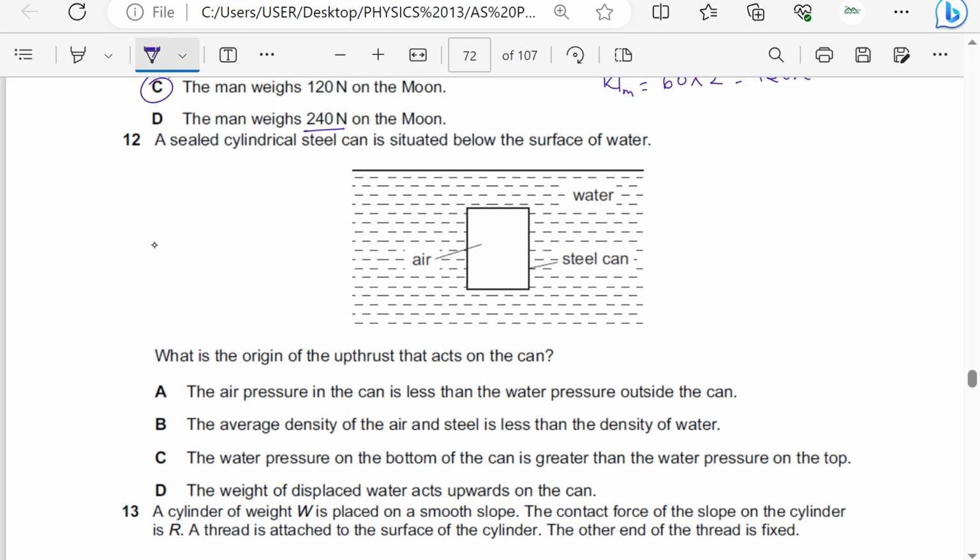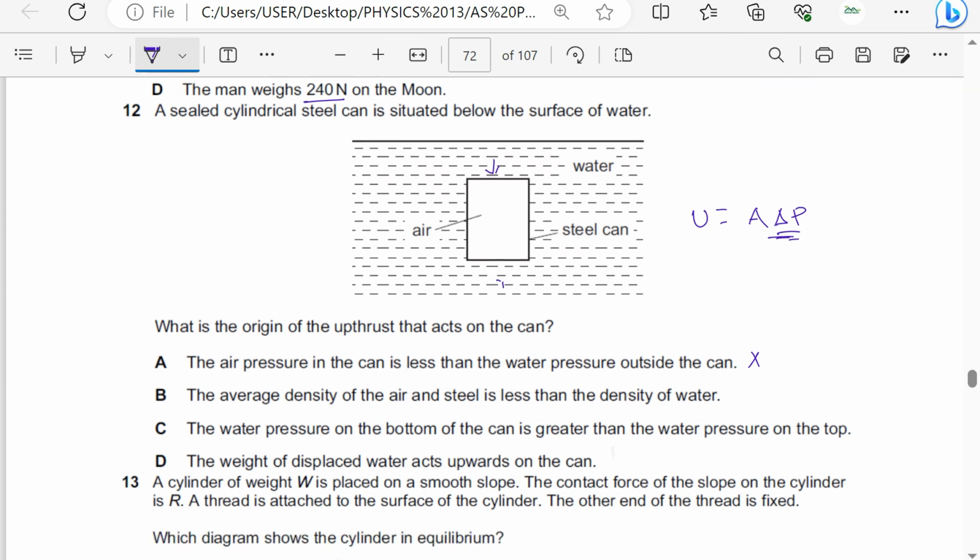A sealed cylindrical steel can is situated below the surface of water. What is the origin of the upthrust? Remember, upthrust is equal to cross-sectional area times difference in pressure. So the upthrust is due to the difference in pressure. The air pressure in the can is less than the water pressure outside. Now, the upthrust is the difference in pressure between the top and the bottom of the object.